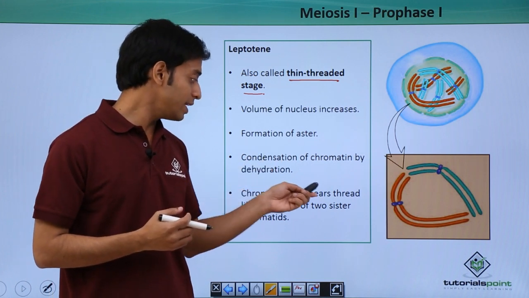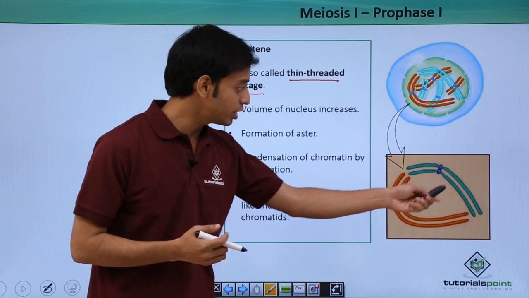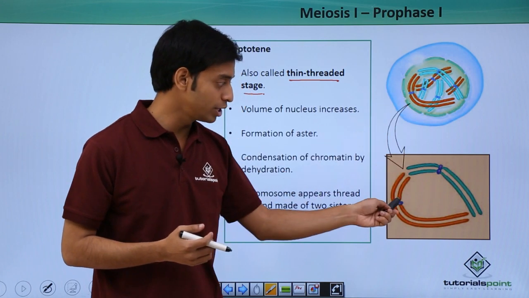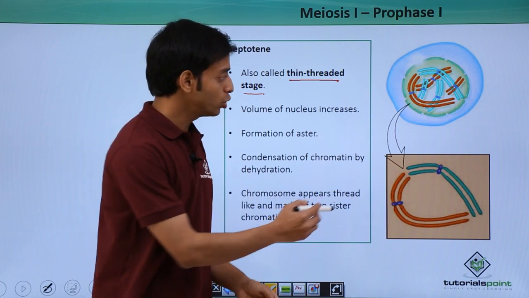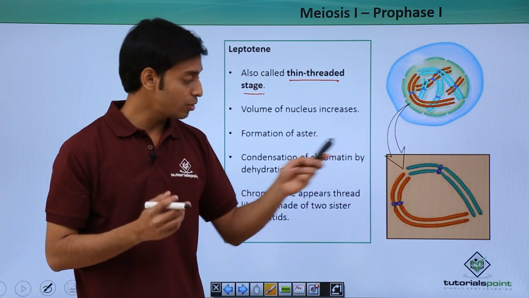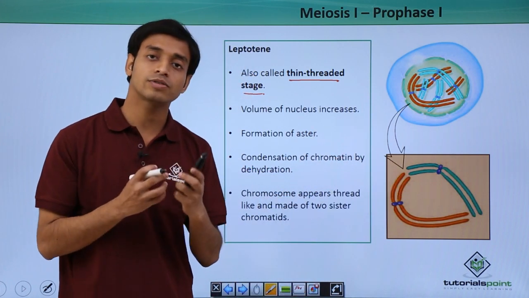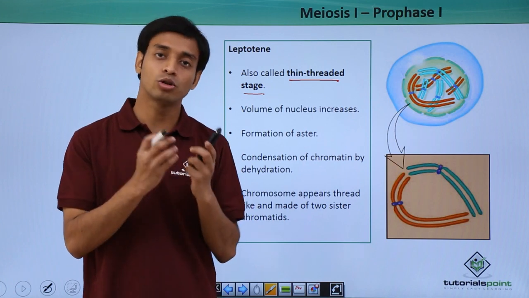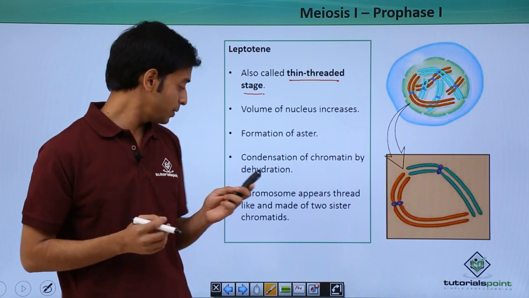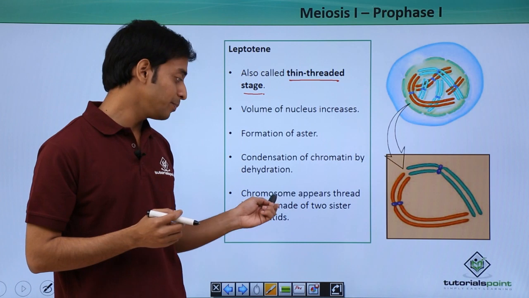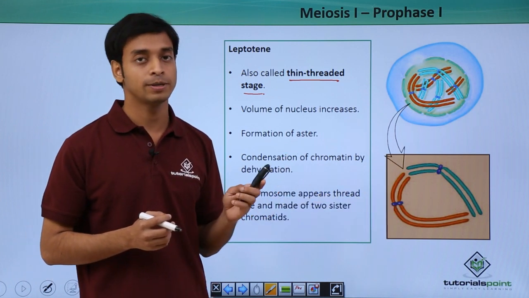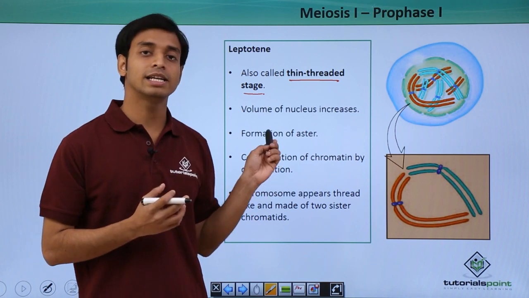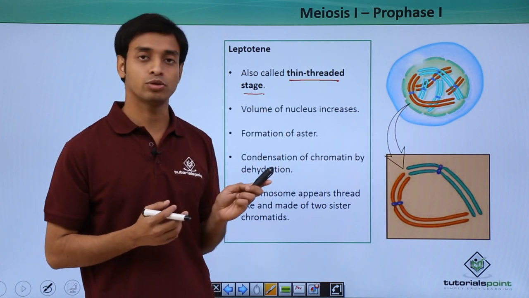The chromosomes appear as thread. As you can see over here, this is a typical diagram. This has been zoomed into over here. So one pair has been taken in order to understand. So initially it was present as network. Now you can see that it has transformed into proper shaped chromosome like structure, which is condensed. So chromosomes appear thread like and made up of 2 sister chromatids. So we can see there are 2 sister chromatids. So these are the activities a cell is performing during the stage known as leptotene.